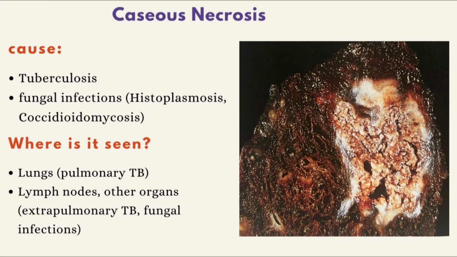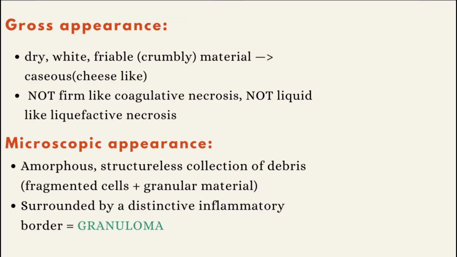Caseous necrosis is caused due to tuberculosis and fungal infections like histoplasmosis and coccidioidomycosis. It is seen in lungs, in pulmonary tuberculosis, and in lymph nodes and other organs during extrapulmonary tuberculosis. In gross, it appears dry, white, friable, just like a cheese, hence called caseous. It is not firm like coagulative necrosis, nor liquid like liquefactive necrosis.